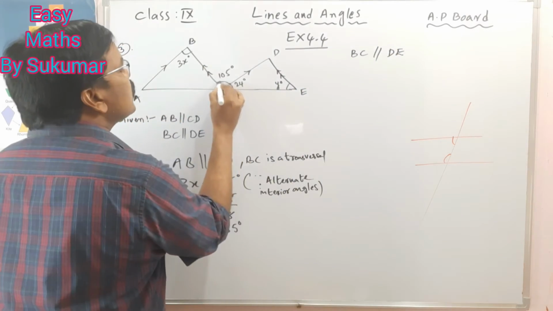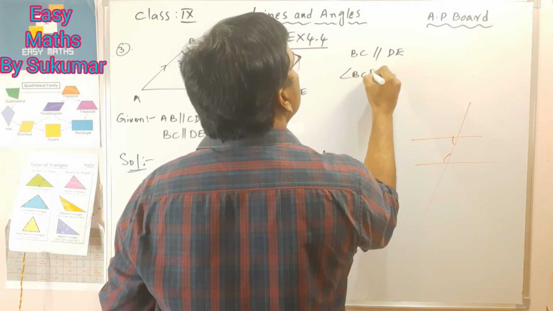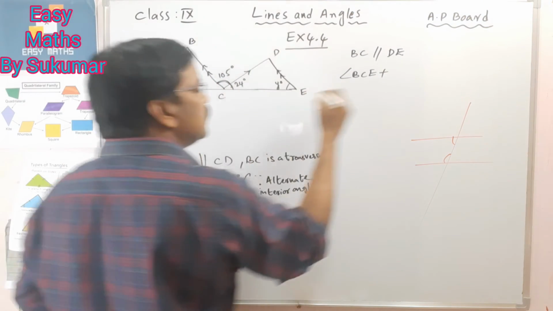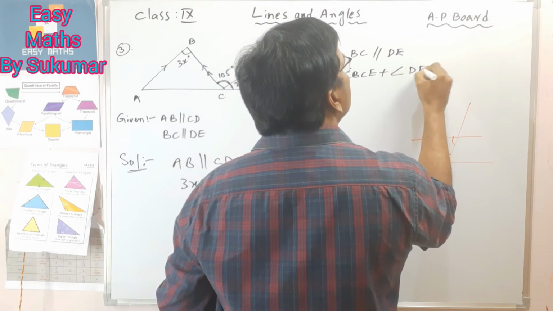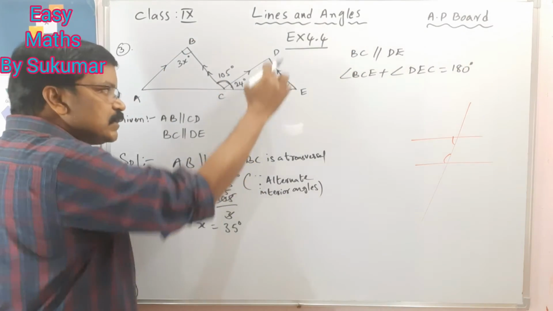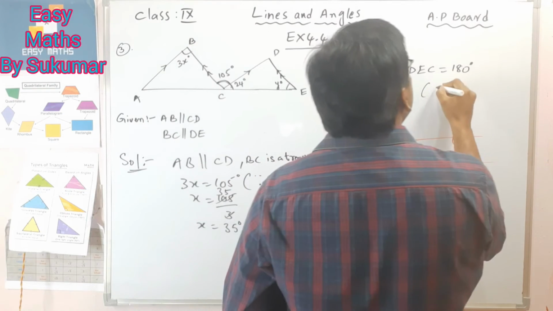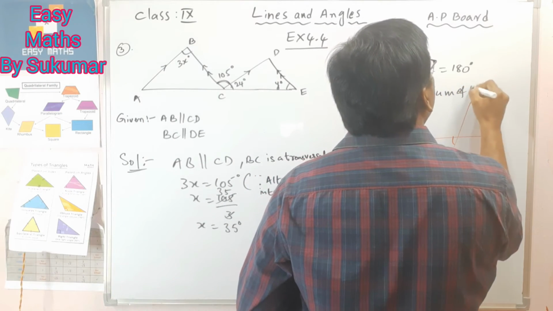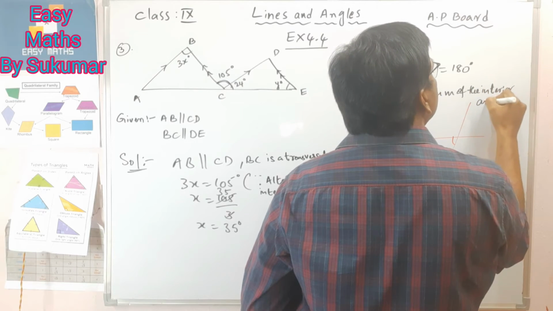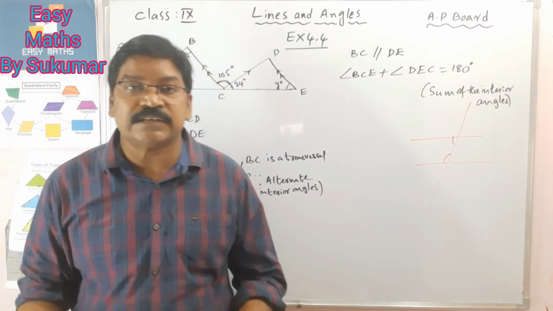That means angle BCE plus angle DEC is equal to 180 degrees. The reason is the sum of the interior angles on the same side of the transversal are supplementary.